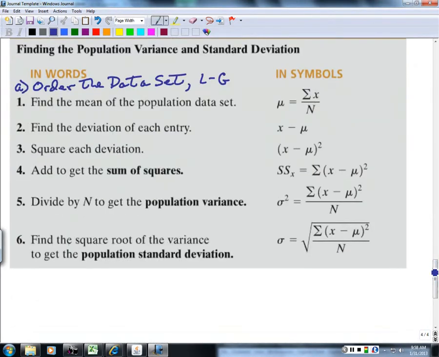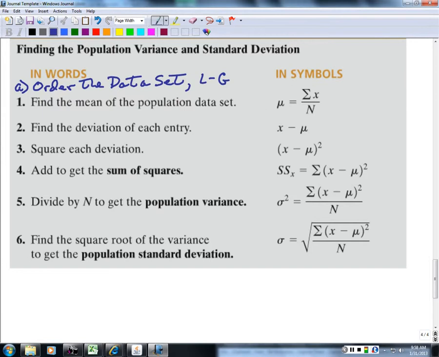I need to find the mean. And I know how to find the mean. I add all the values together and divide by the number of values. Then I'm going to find the deviation of each entry, which we talked about, x minus mu. And then I'm going to square each one of those deviations. And then I'm going to add to get the sum of squares.